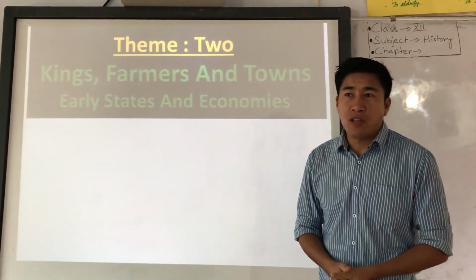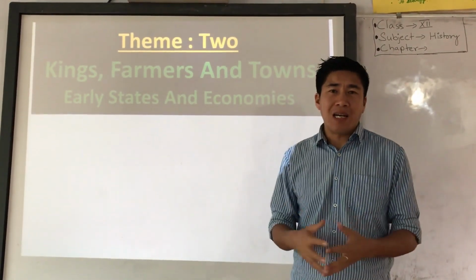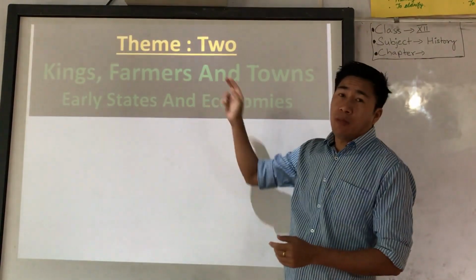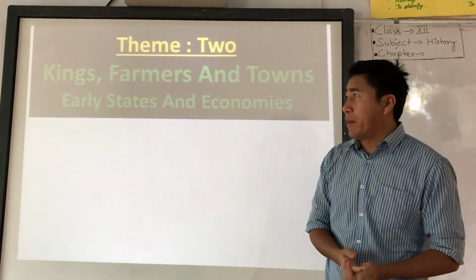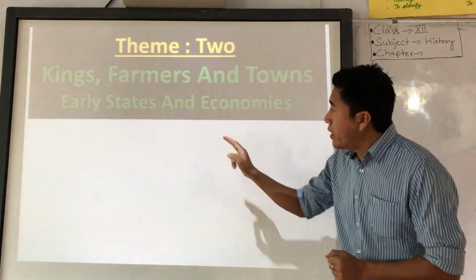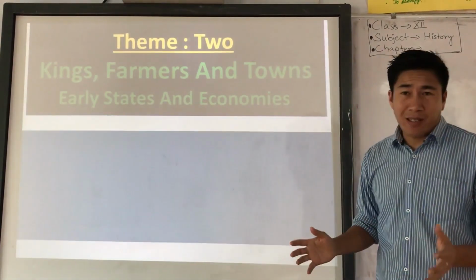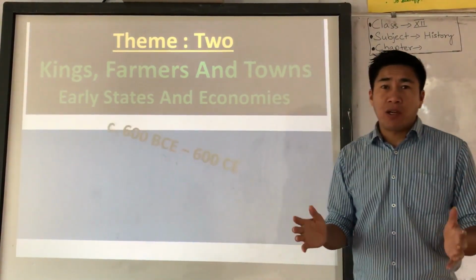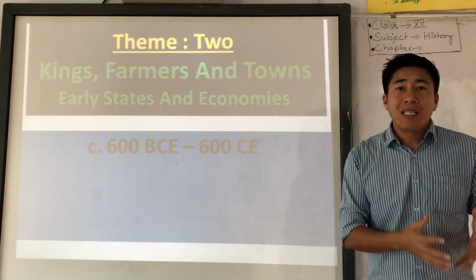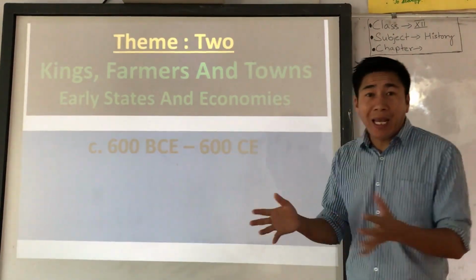We have finished with our first chapter of class 2 with history. So today we are going to start a new chapter, that is theme number 2 or chapter number 2. The name of the chapter is Kings, Farmers and Towns, Early State and Economic. The period that we are going to discuss in this chapter is from 600 BC to 600 CE, or you can say 600 BC to 600 AD.